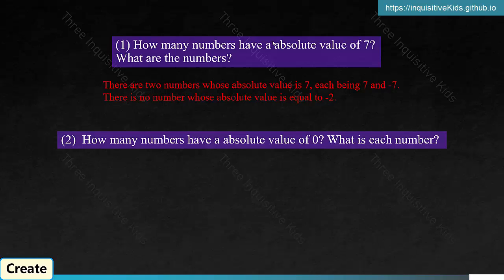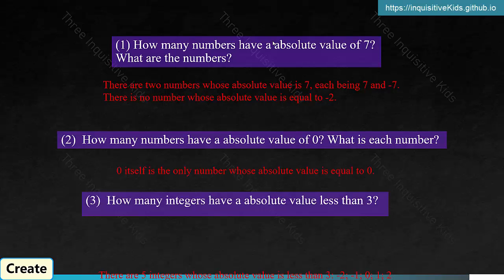How many numbers have an absolute value of 0? What is each number? Exactly one number has an absolute value of 0, and that is 0. How many integers have an absolute value less than 3? There are 5 integers whose absolute value is less than 3: negative 2, negative 1, 0, 1, and 2.